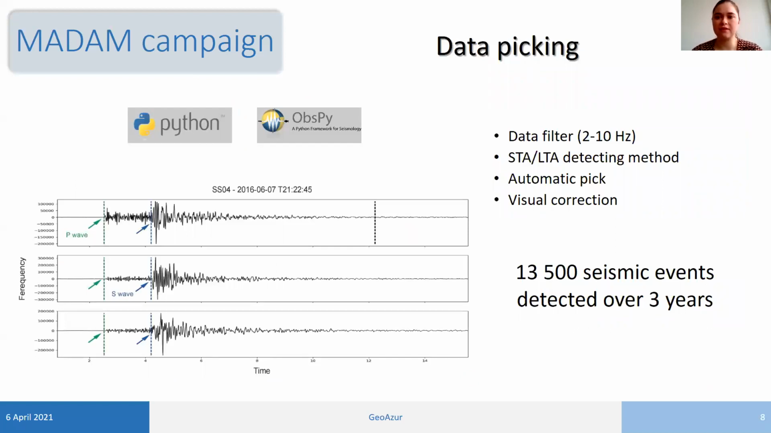To detect micro-seismic events in the data, we use a home-made program with Python, and more precisely with ObsPy, to detect seismic events in the continuous recording. This program works with a short-term average, long-term average detection method after applying a filter between 2 and 10 Hertz. There is an automatic pick with visual check and the possibility of manual correction. Thanks to this picking method, we have detected a huge quantity of events, more than 13,500 between 2016 and 2018, so 3 years of data. This huge quantity of data allows us to constrain precisely a velocity model for all the area.